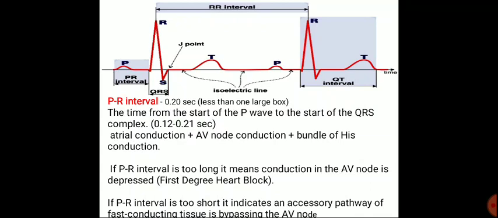PR interval. PR interval is 0.20 second, less than one large box. The PR interval is the distance from the start of the P wave up to the start of the R wave. So it is the PR interval and it is 0.20 second, less than one large box. The time from the start of P wave to the start of QRS complex. It shows the atrial conduction plus AV node conduction plus bundle of His conduction.